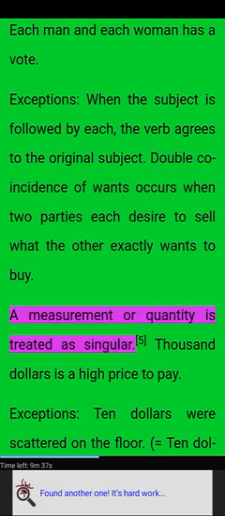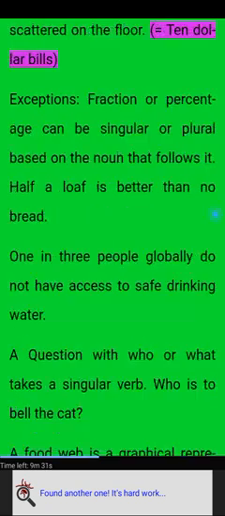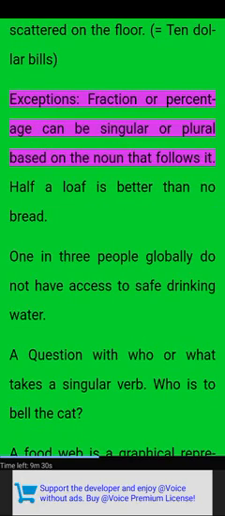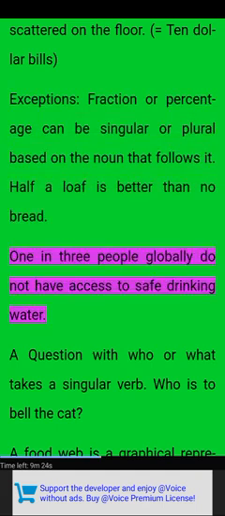A measurement or quantity is treated as singular. $5,000 is a high price to pay. Exceptions. $10 were scattered on the floor, equals $10 bills. Exceptions. A fraction or percentage can be singular or plural based on the noun that follows it. Half a loaf is better than no bread. 1 in 3 people globally do not have access to safe drinking water.